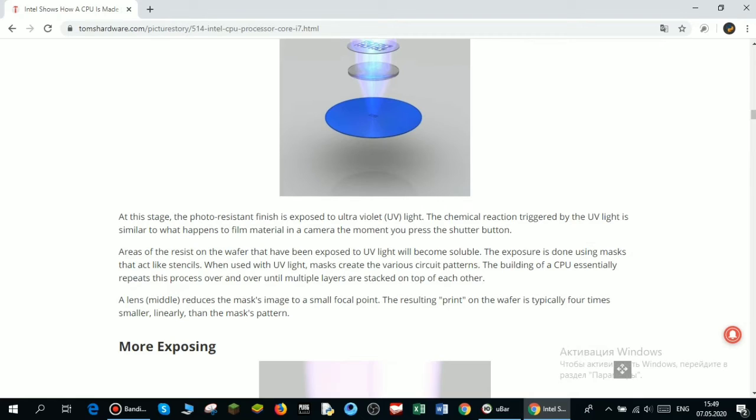The building of a CPU essentially repeats the process over and over until multiple layers are stacked on top of each other. A lens will reduce the mask's image to a small focal point. The resulting print on the wafer is typically 4 times smaller linearly than the mask's pattern.